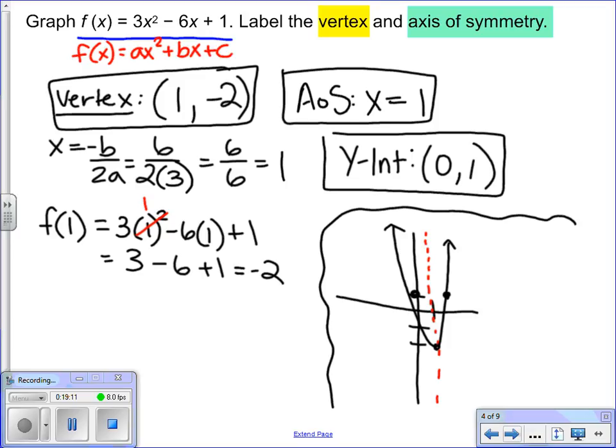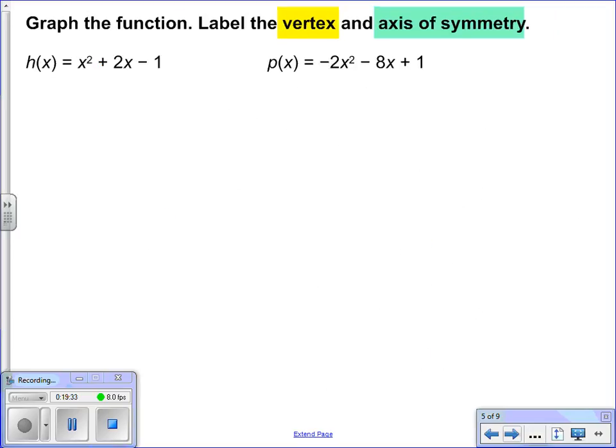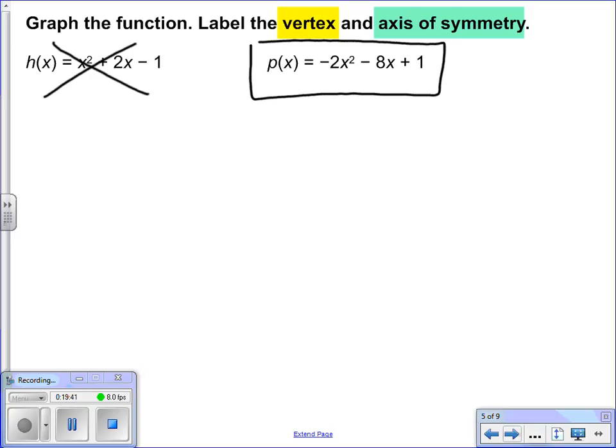Now I need you guys to practice so that you can find vertex, axis of symmetry, y-intercept. I'm going to come around the room. I'm going to look at your work. I'm going to peer over your shoulder, so don't get nervous when I'm doing that. I want to see what everybody has. So show your work, so if you do something wrong, I can find your mistake and alert you to that. I'm going to have you do P of x, so we're going to skip H of x. I'd like you to find the vertex, axis of symmetry, and y-intercept for P of x. And I'm going to come around and check your work and see how you're doing.